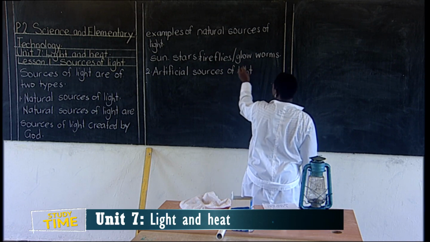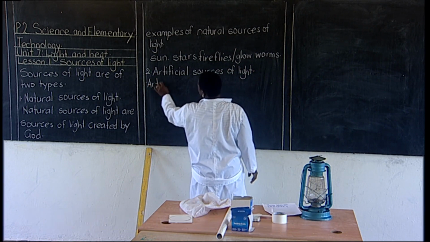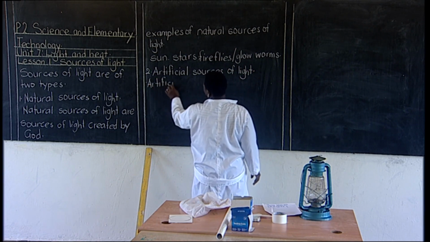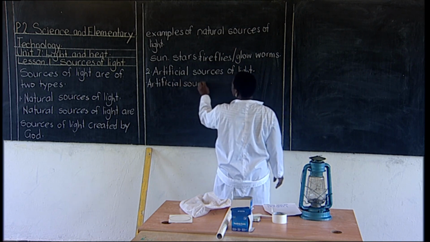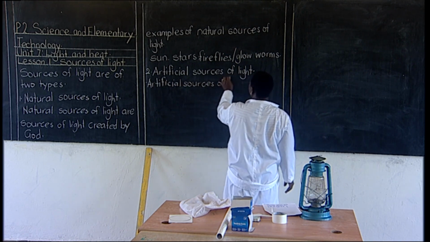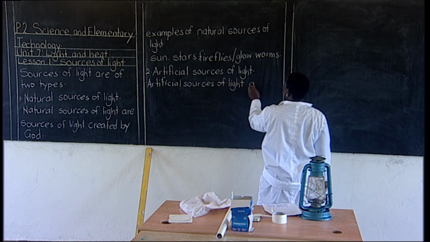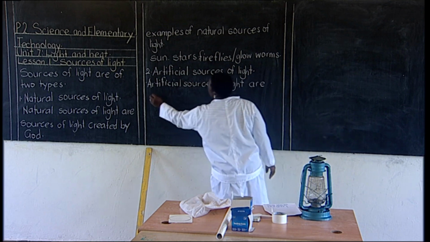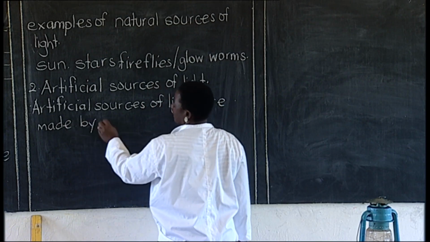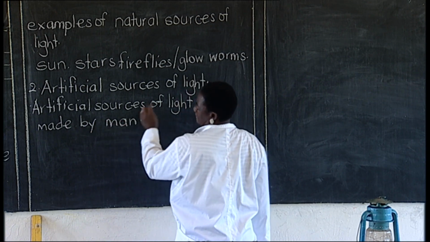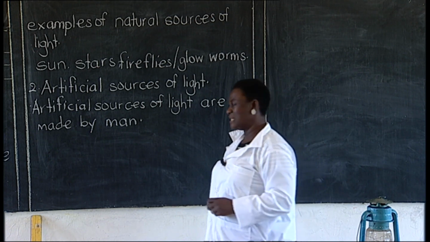Artificial sources of light. These artificial sources of light are made by man. These ones are made by man, and we are going to see the examples.